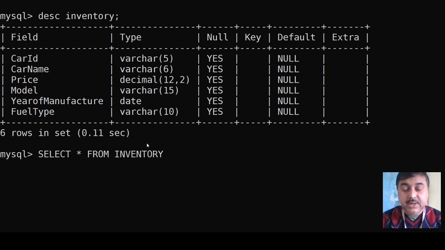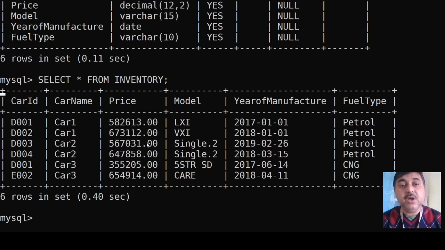Select asterisk from inventory. If you give that, see here, those are the values in the particular table. That means we have car IDs, different car names, car 1, car 2, car 3 like this. And then the price, I have given the price of it. And model, I have given different models. Year of manufacture has been given, and the fuel type of car, petrol, CNG. So those things have been given here.